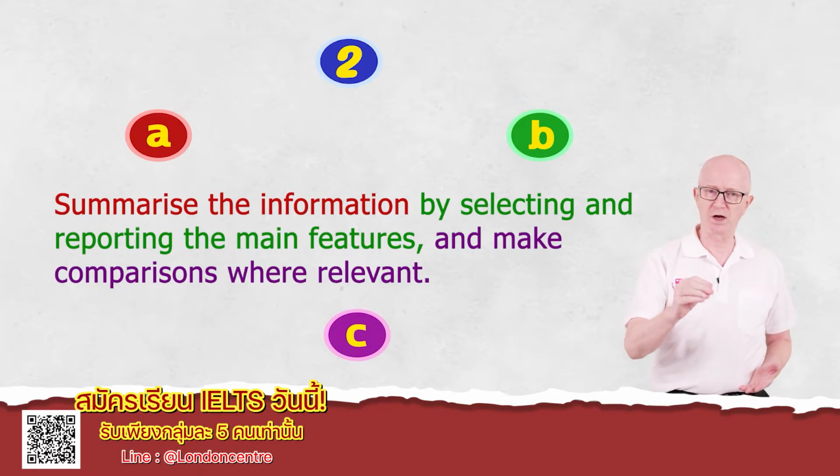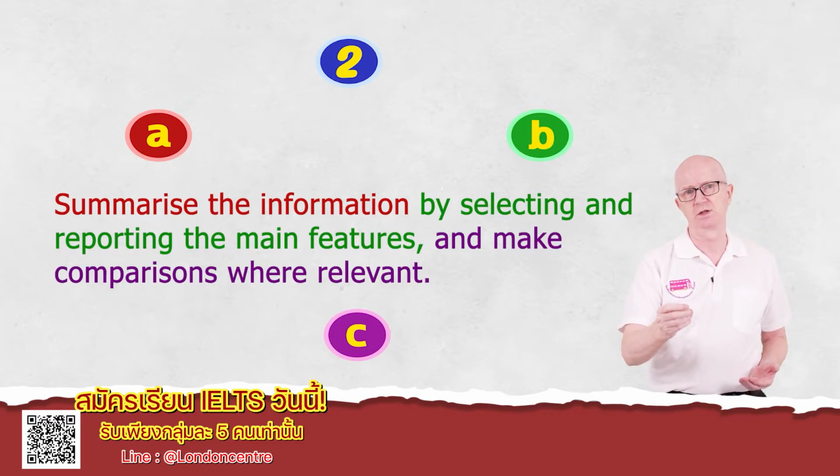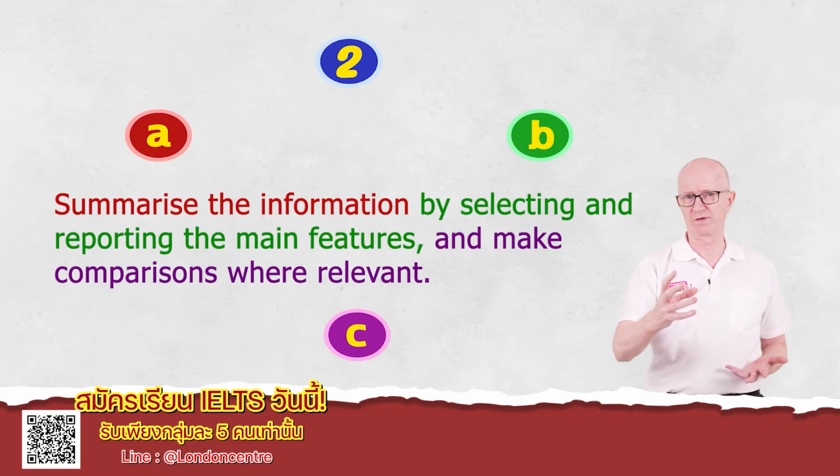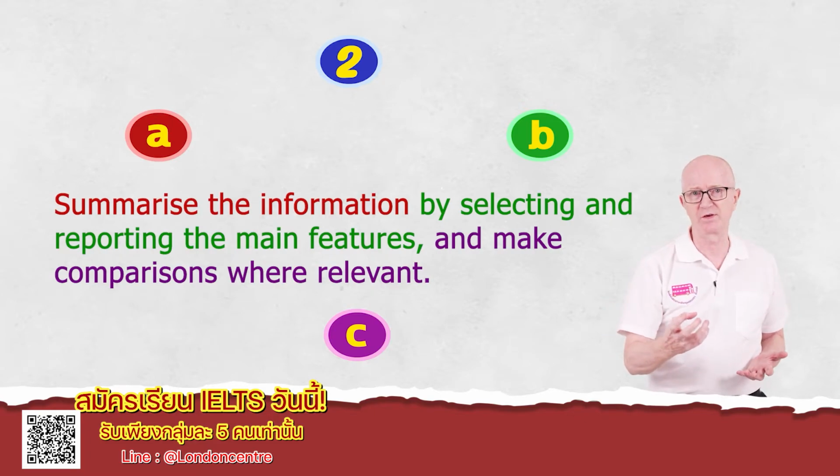Part 1, or part A, in red, is to summarize the information. So we need to put in like an overview paragraph or a summary paragraph, okay?